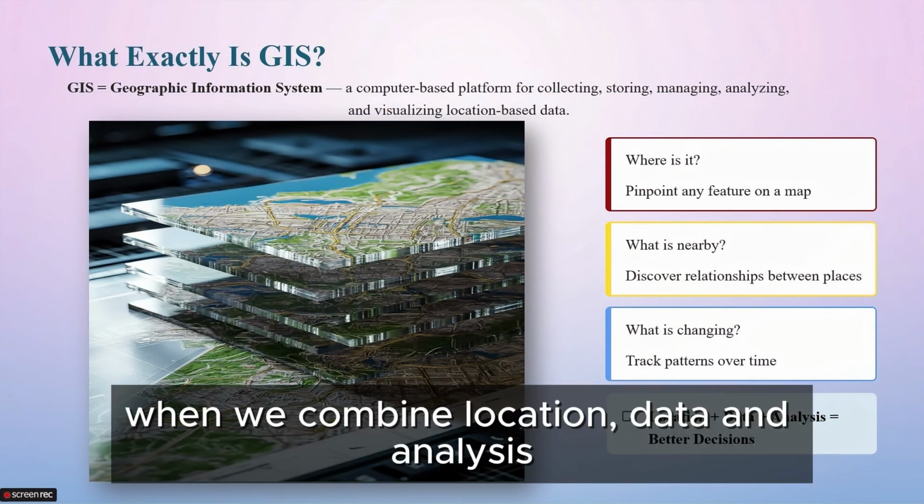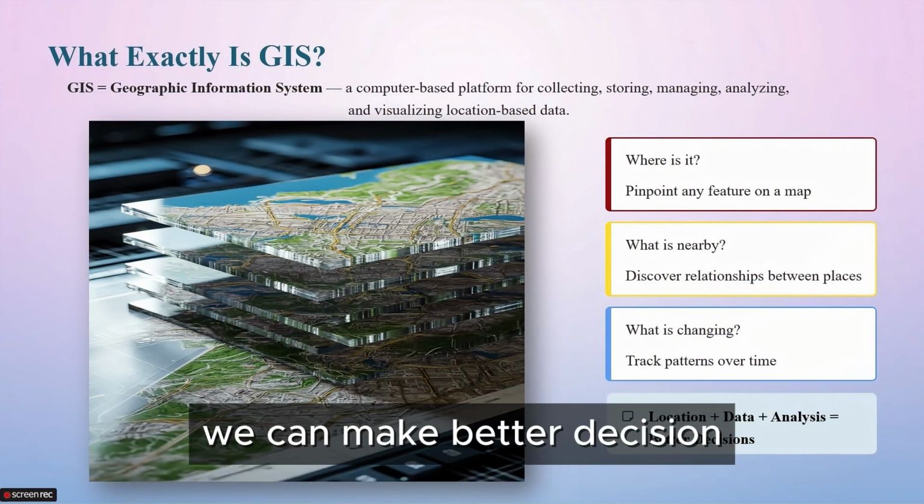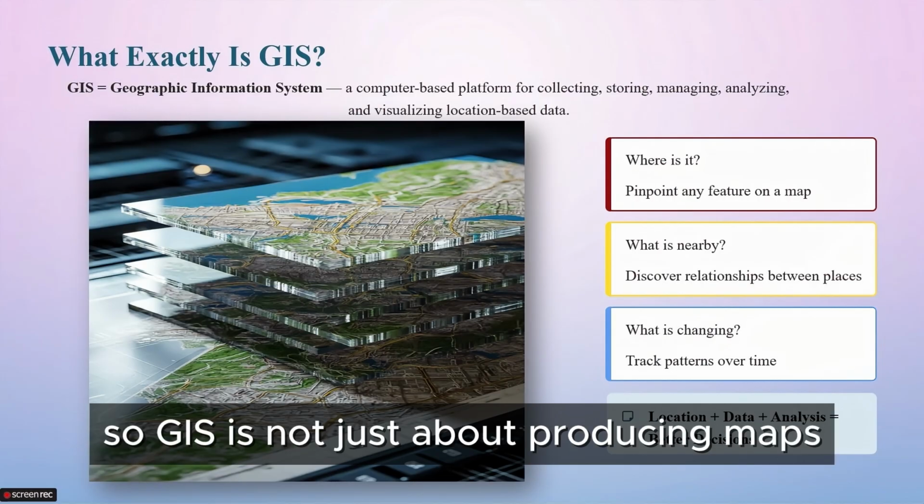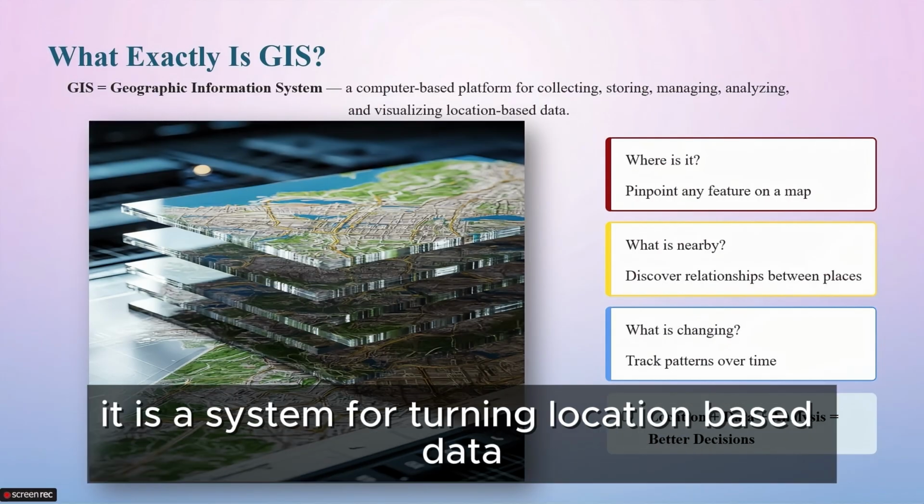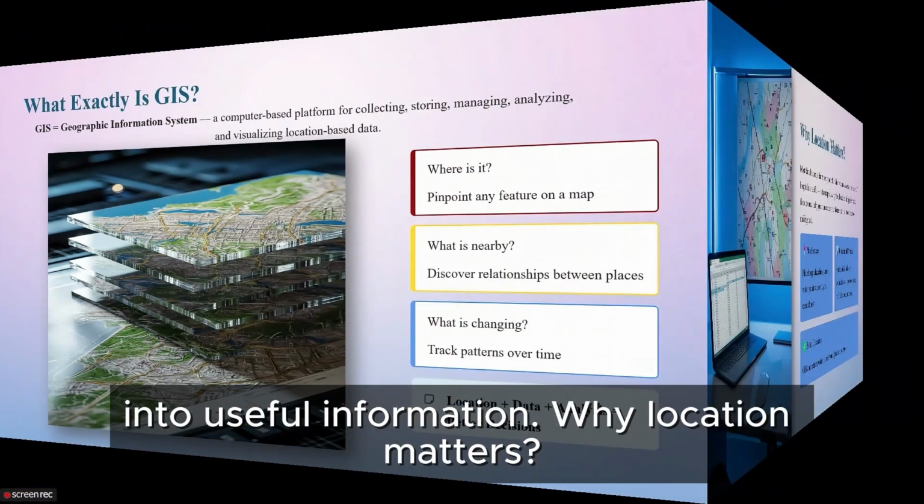The main idea is simple. When we combine location, data, and analysis, we can make better decisions. So GIS is not just about producing maps, it is a system for turning location-based data into useful information.